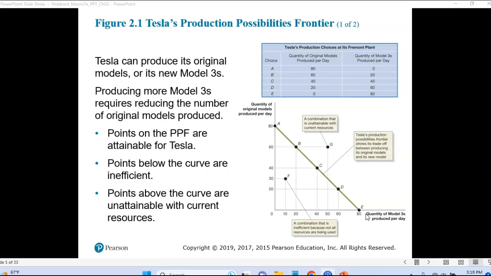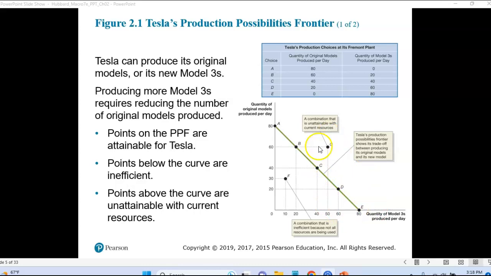A lot of students come up and say, oh, the best point to produce at is point C, which is incorrect because society dictates what they want. So if society wants more of the original models, we're going to produce more over here at A, B. If they want more of the Model 3, more over here at the C, D, E line.